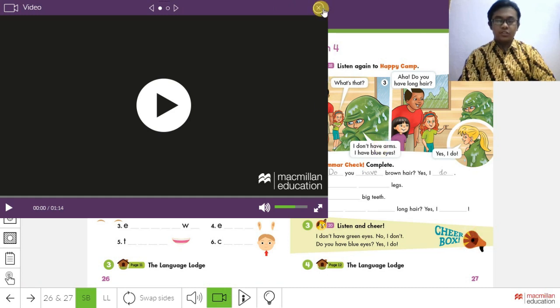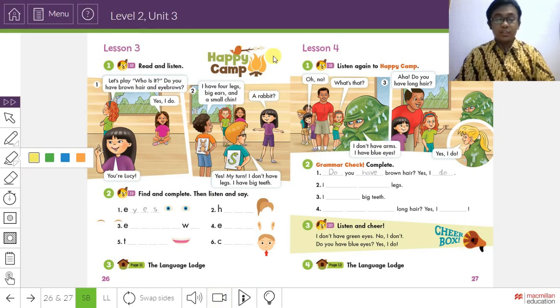Okay, so that's the story. So you know a little bit about how to answer when someone asks, do you have brown hair and long hair? If you say yes, you can say yes, I do, or yes, I have. Today we will learn about those things. It's like a guessing game, like telling about the characteristics of someone.